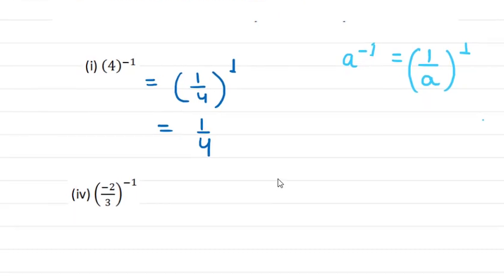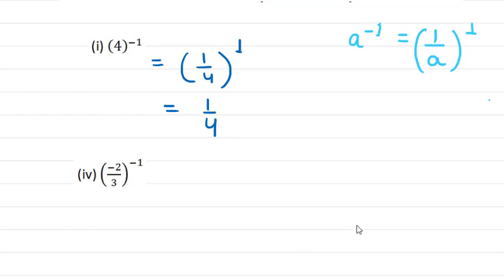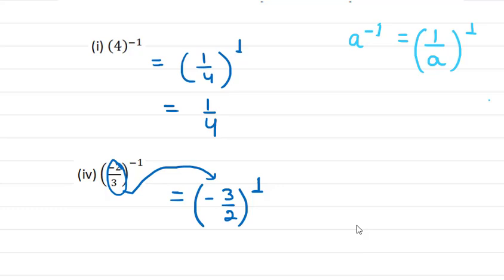I've taken the second part as well. In the second part we have 2 by 3 to the power minus 1. So again, what we will do? The minus will come as it is, but you will take the reciprocal of it. So the reciprocal is 3 by 2, and the power will become positive. So inside, you take the reciprocal of it, and afterward the power will be positive. This way you have to solve this question.